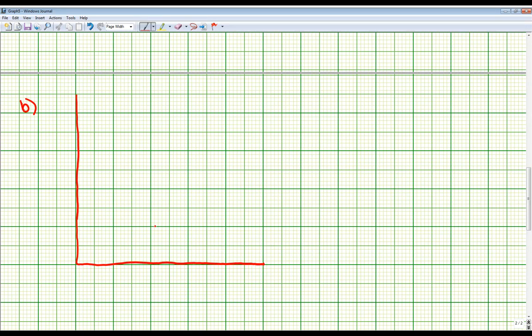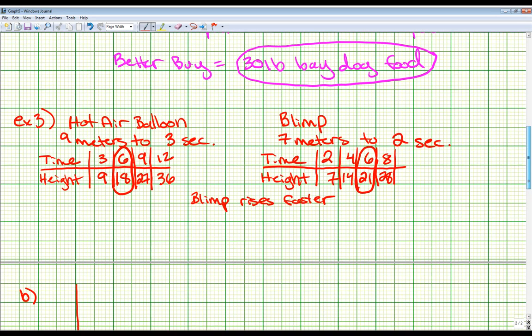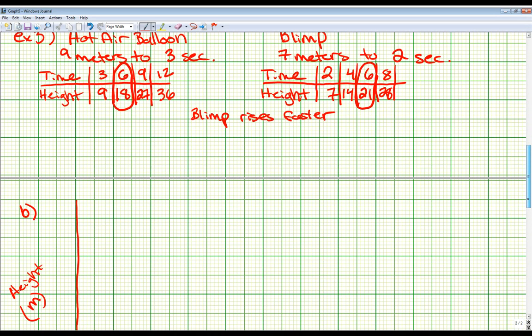And so if we make this graph, we're going to have this bottom represent the time. These are going to be our seconds. And the y-axis over here is going to be our height in meters. So we have 0 seconds. And if we look over at our numbers, our time here goes 2, 4, 6, 8. And our time here goes 3, 6, 9, 12. We're actually putting both of these graphs on the same little x and y axis.